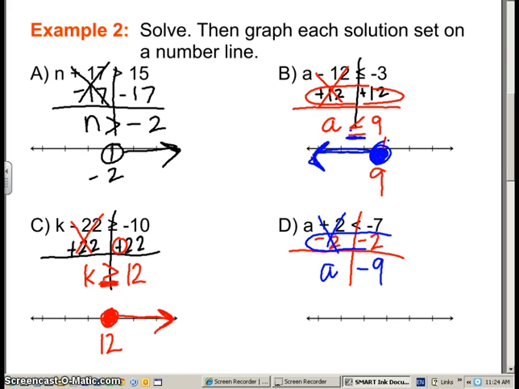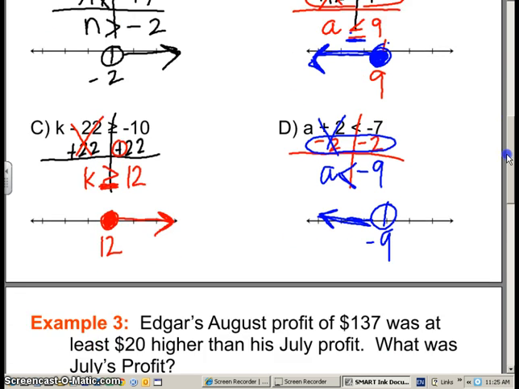Again, for my inverse operations, I did addition or subtraction, and therefore all I have to do is bring my inequality down. I'm going to graph negative 9 on my number line. Open or closed circle? Open, which means negative 9 is not a solution. And again, read it. A is less than. Less is to the left. Let's move on.